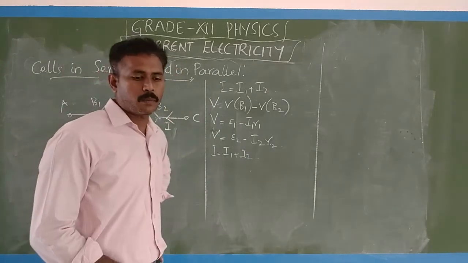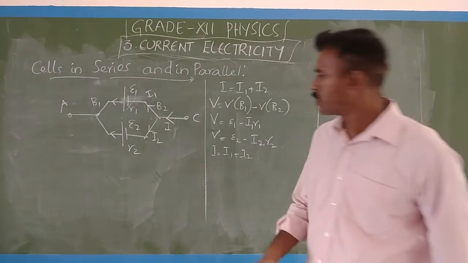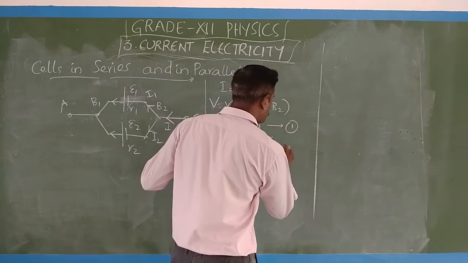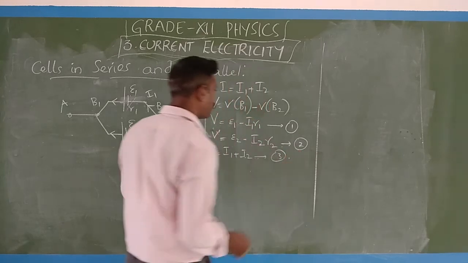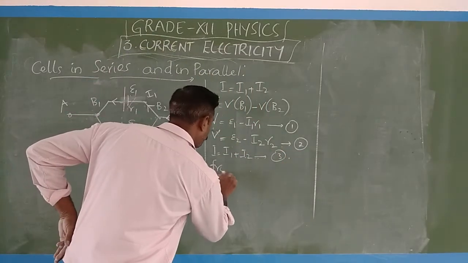I is I1 plus I2. Now, what is I1? From this equation, I will give the names 2 and 3. From 1, what is I1?